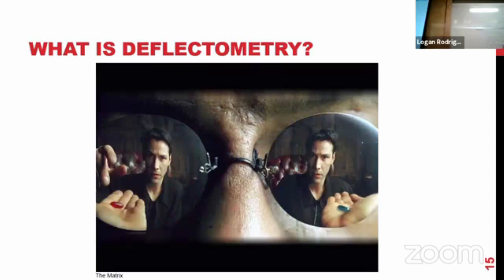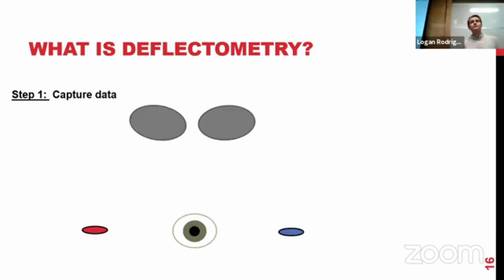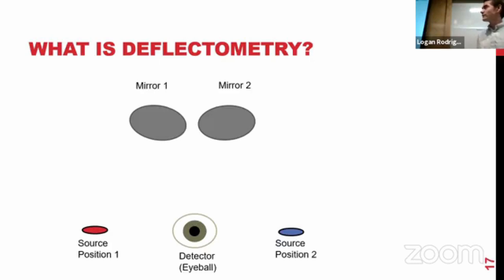So what is happening? How is this deflectometry? Keanu Reeves, Neo in this movie, his eyes are looking at the mirrors, which are Morpheus's glasses. Morpheus has two sources. One source here, one source here. Let's make a cartoon out of this. The first step in deflectometry is to capture data. So step one, we have our mirrors, we have our sources, and we have our detector, which is an eyeball in this case. Light leaves source one, the red pill. It reflects off of the first mirror, Morpheus's glasses, and is captured by our detector, Keanu's eyeball.